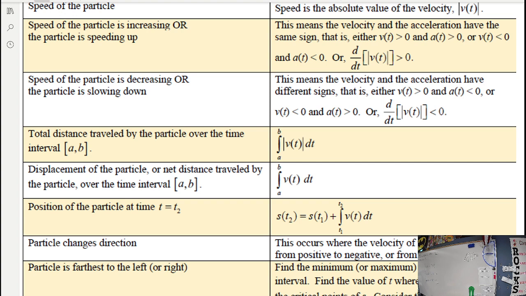The reason I'm bringing this back is because of the other way, which is basically the integral. The integral of velocity is going to give you the displacement of the particle, or the net distance traveled by the particle over some time. So let's say at t equals 0, I go forward 3, I go back 3, I go forward 3, and I go back 3 by the end of my interval.